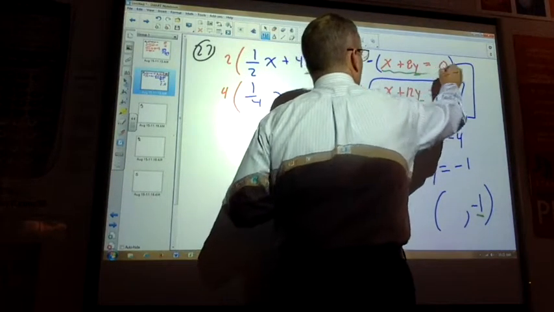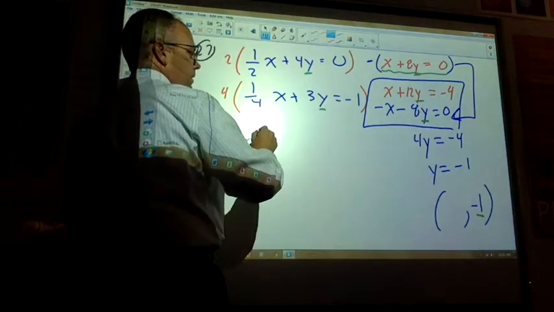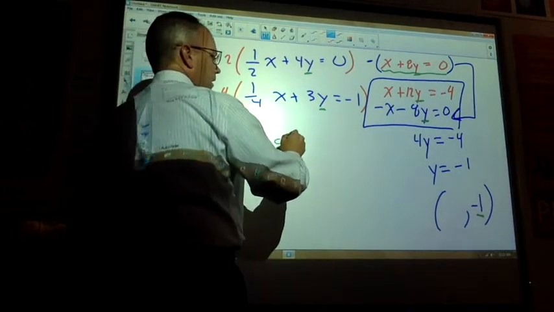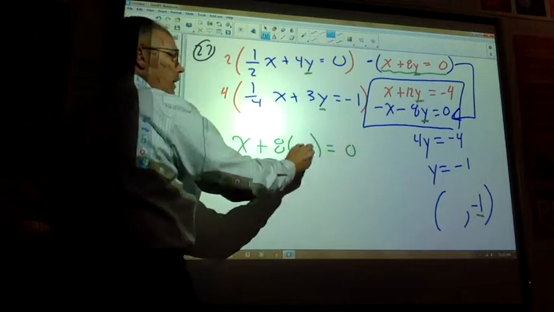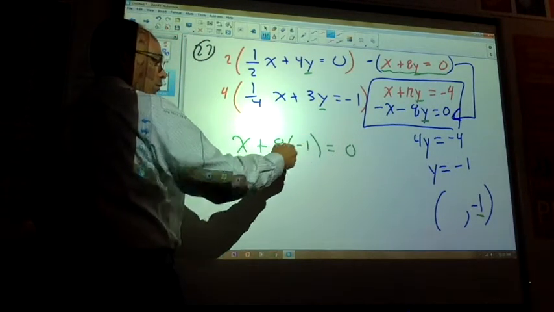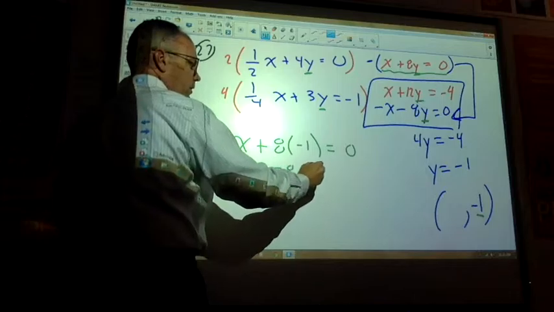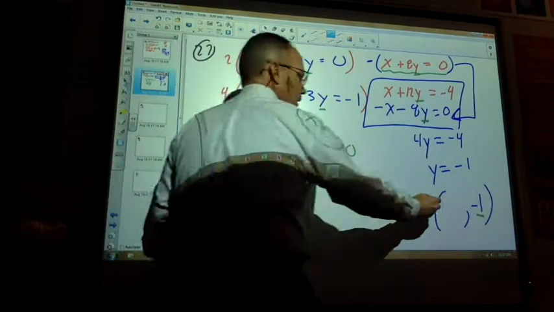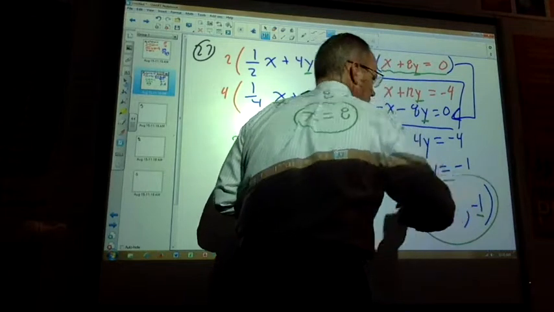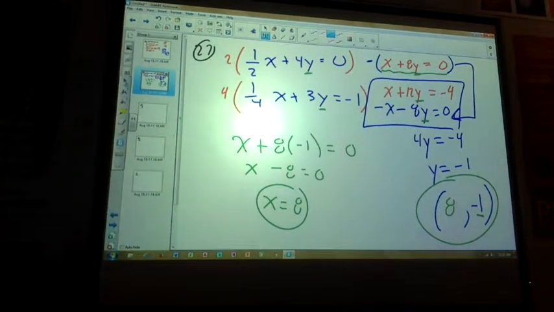Is that all right? So I get x plus 8. There was a y there. What's going to go there? Negative 1. So that gives me multiply, add, and that's my solution. If I had graphed these, they would intersect at the point 8 comma negative 1.